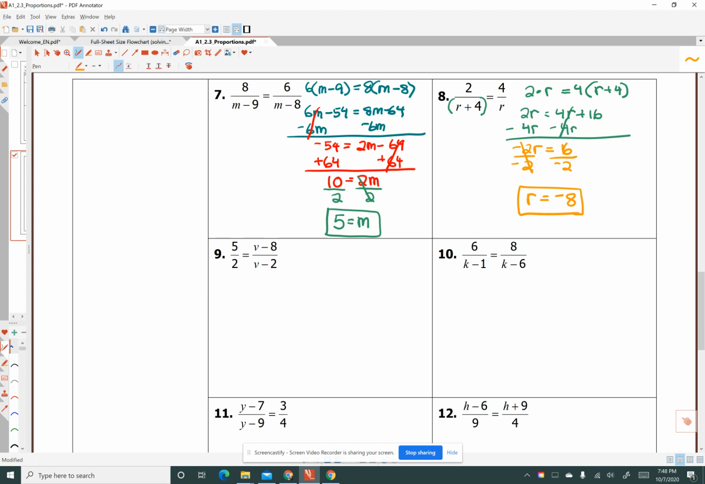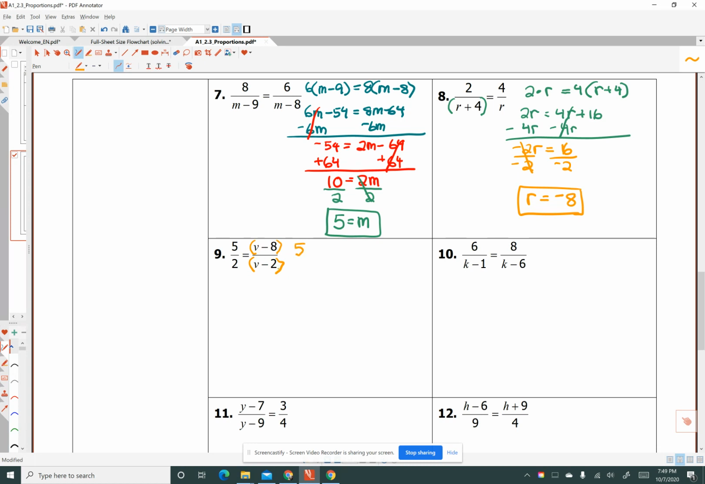Okay, number 9. Let's group these two terms together in the numerator and denominator. And let's write it out. Sorry about the phone, guys. Let's get back to the math, much more important.